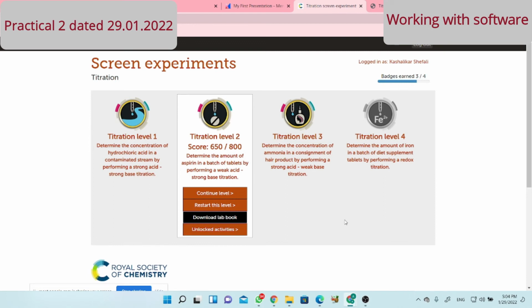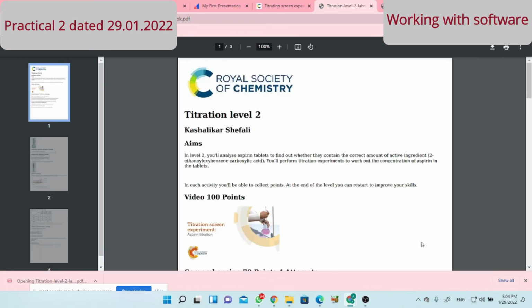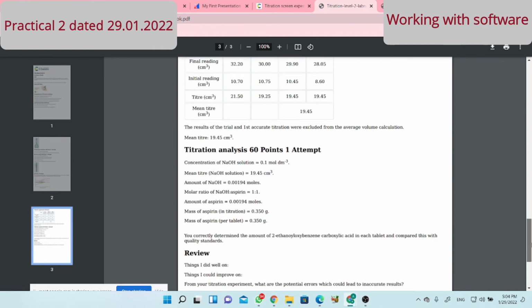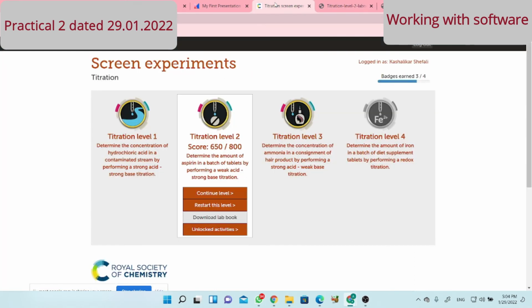I come to level 2. In level 2, Shefali scored 650 marks out of 800. Its maximum marks are 800. If you download her report, see, download lab book. Could you understand? Yes, sir. Click on that lab book. The PDF file is downloaded. I am opening that PDF file. See, level 2 report of Shefali's work. See here, attempts are very few because she is now an expert. So this report, a PDF file plus a snapshot of this, will be the assignment completion for the second experiment.